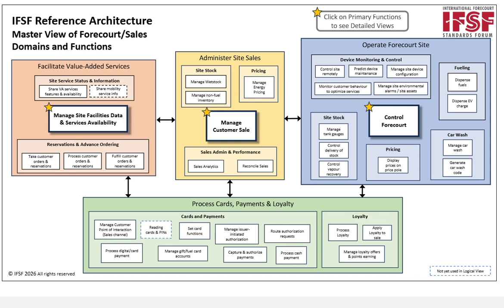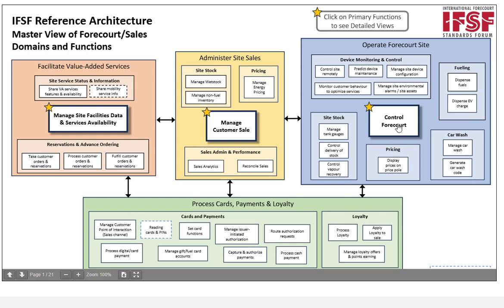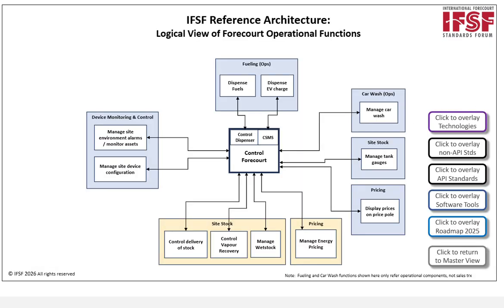While members find this master view helpful as a concise representation of what happens at a forecourt site, it also serves as a menu to drill down into parts of the ecosystem for further details. For example, click on the primary function Control Forecourt to take you to a view that shows how functions are typically integrated together. We call this a logical architecture view.